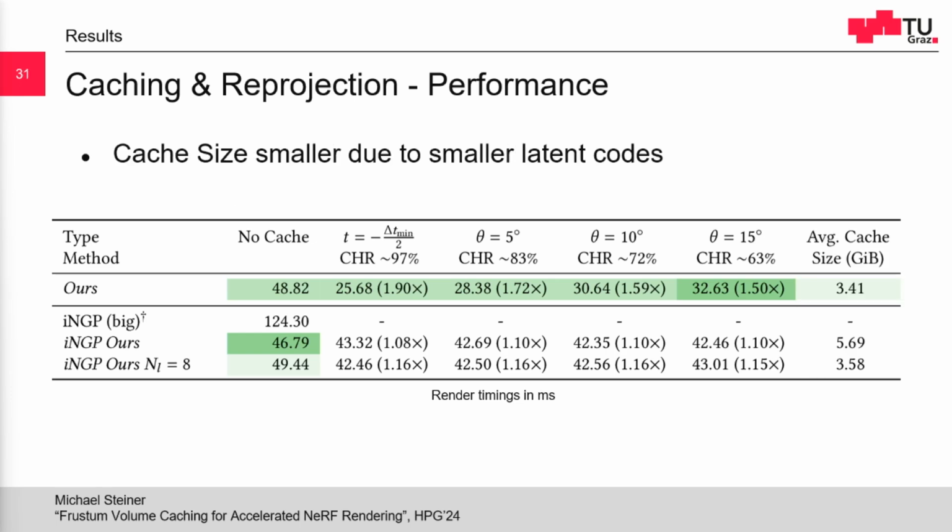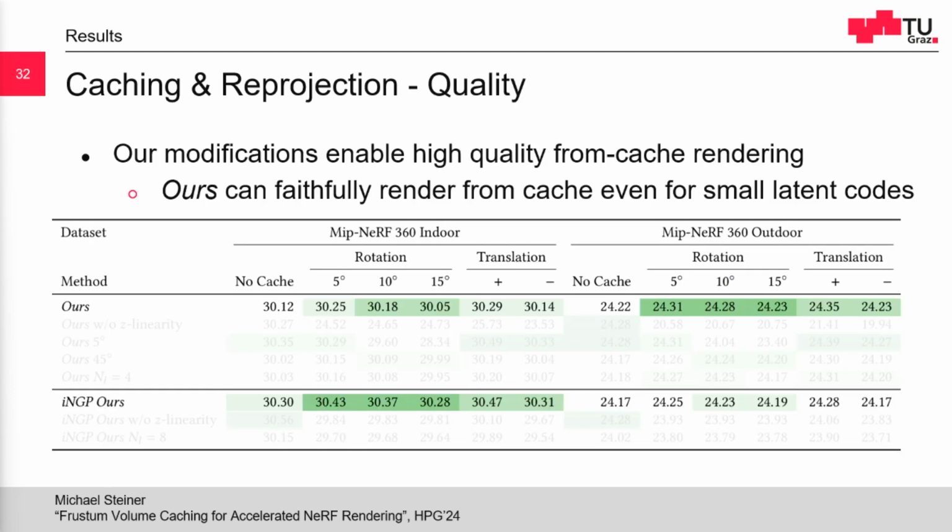Additionally, cache size is smaller for our base model as we use fewer latent codes, and using the same latent code size with Instant NGP also doesn't lead to significant improvements in cache rendering performance. In terms of quality, our modifications enable high quality rendering from cache. As we can see, the Instant NGP variant does as well, but of course we saw that we couldn't get any performance benefits. We also see that we can faithfully render from cache when we employ even smaller latent codes.